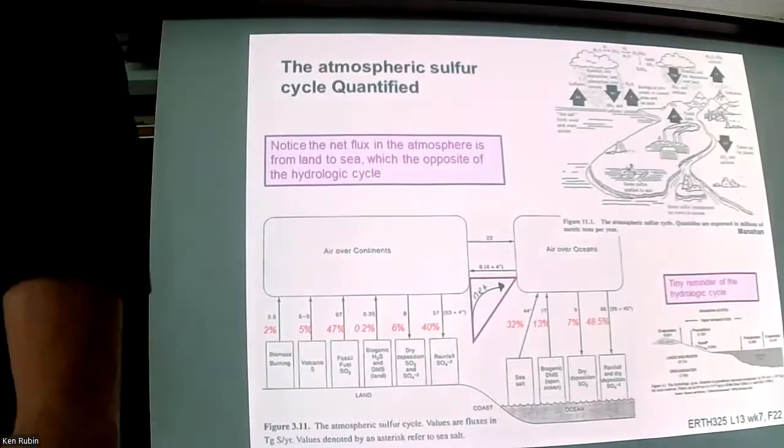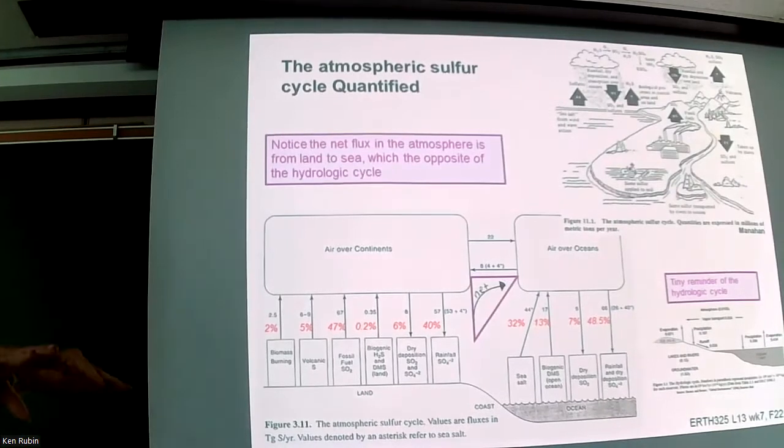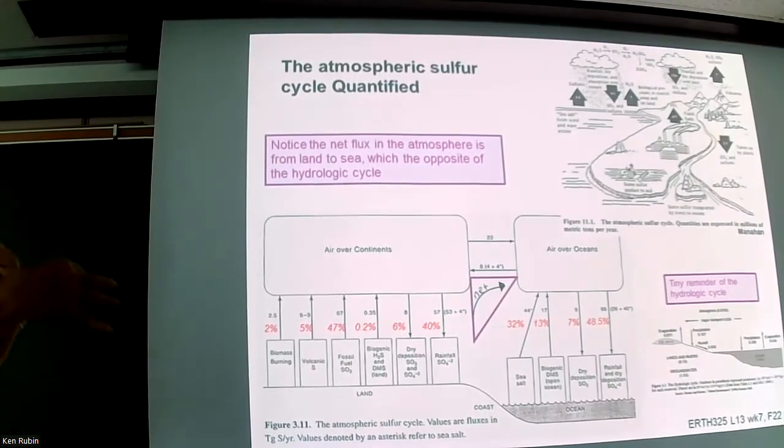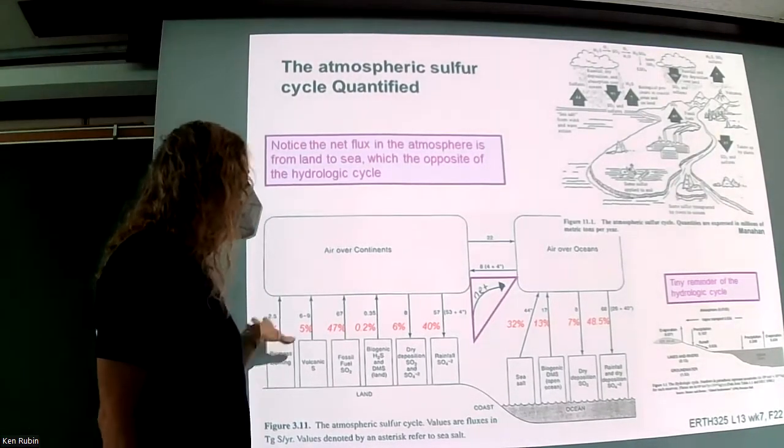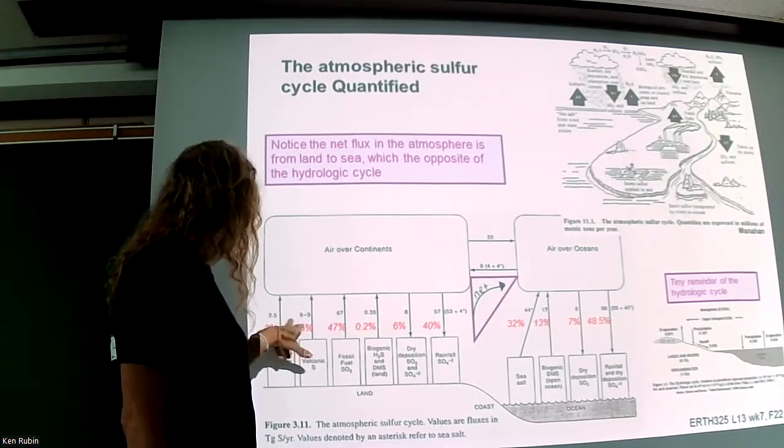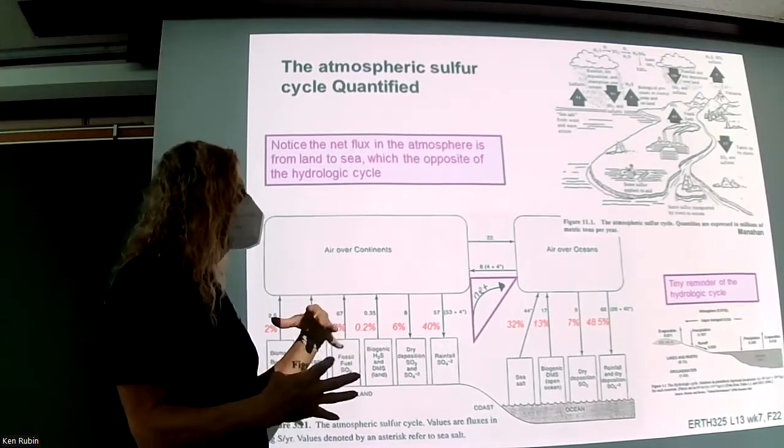These are a couple of flow charts with some numbers on it to give you an idea of the relative sources of things. On this diagram here, I've written out the relative proportions of things.